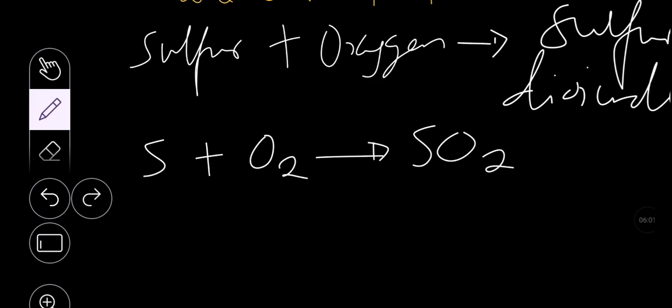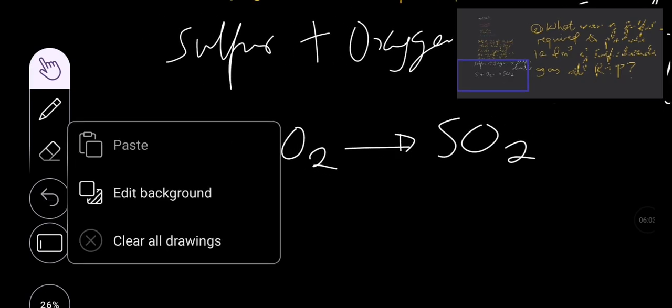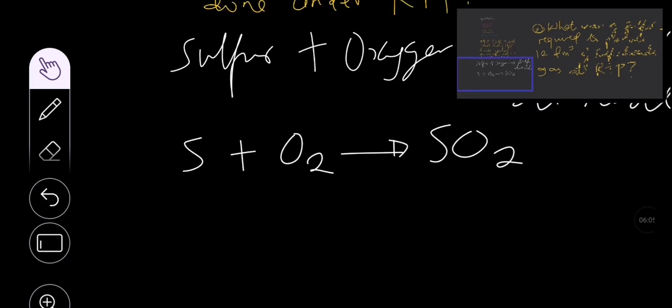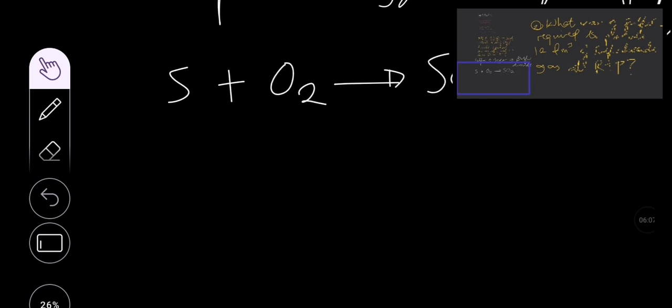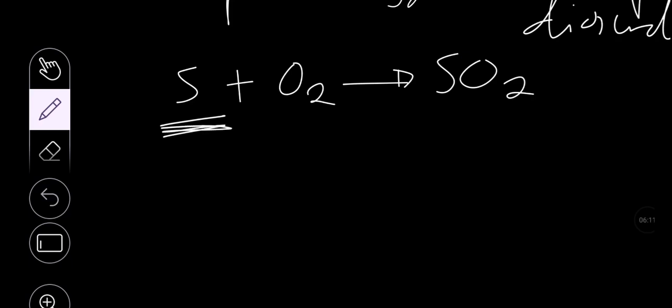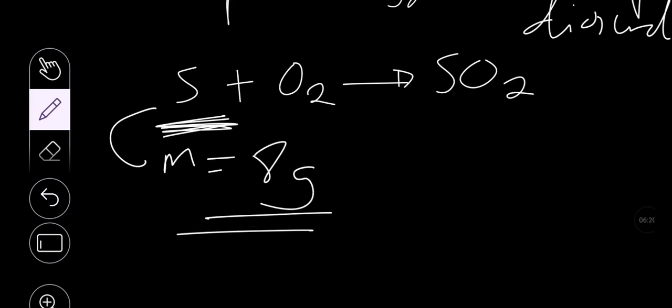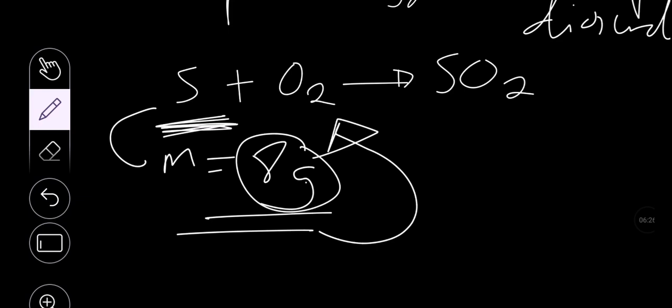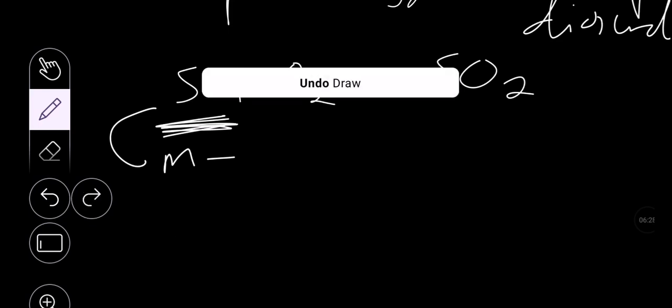The first step to do here is to calculate the number of moles of sulfur. So we are starting from here, because this is what we are given. We are given the mass of sulfur, which is 8 grams, and these 8 grams are being burnt in the oxygen that we're given. So we start from the known and then we go to the unknown.